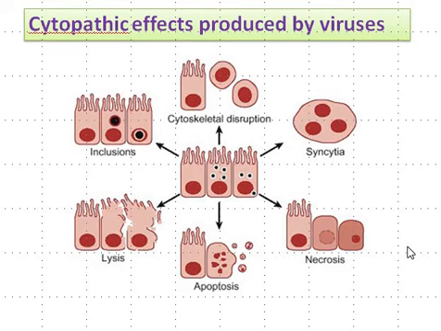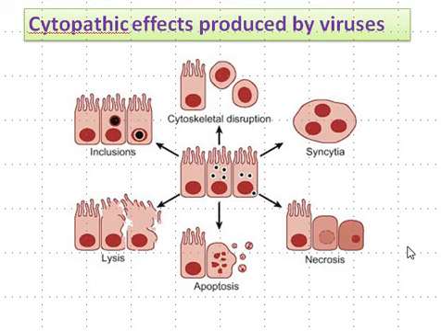So first we will discuss the cytopathic changes. Cytopathic viral infections ultimately kill the cell in which they replicate by preventing synthesis of host macromolecules, by producing degradative enzymes or toxic products, or by inducing apoptosis.